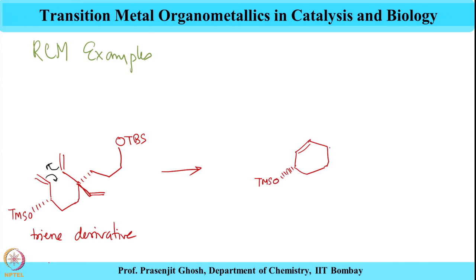TMSO, OTBS, and these provide, now this is a triene and only a 6-membered ring, which is favorable, or ring closing metathesis of that ring occurs. So this ring closing metathesis is not restricted to simple olefins, but also can be applied to phosphonates. We are going to take a look at some of the examples of phosphonates.